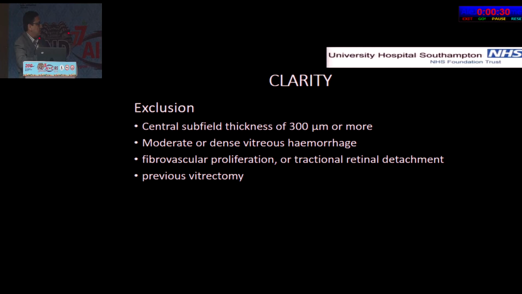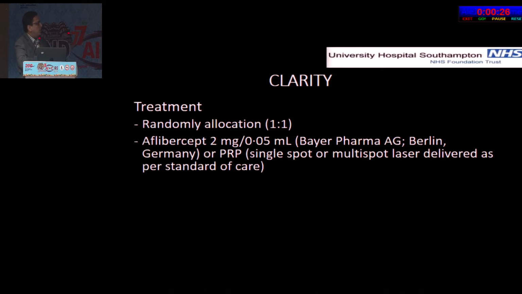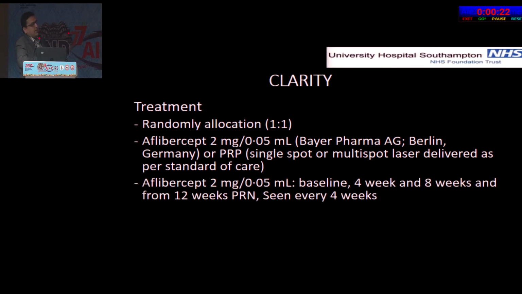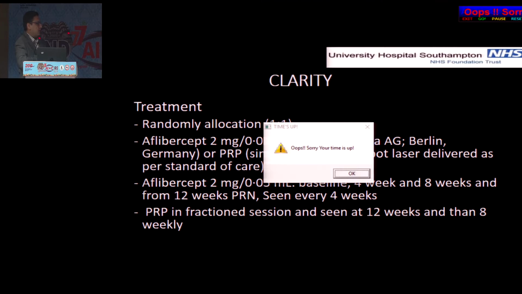Again, the inclusions are pretty standard. Treatment: they were randomized 1:1, anti-VEGF versus laser. The anti-VEGF was baseline, 4 and 8 weeks, 3 injections, and then from 12 weeks, if the disease was active, they were given more. I'll be very quick for the interest of time. And then they had lasers. They were given lasers in generally 2 sessions, and from 12 weeks onwards, if needed, they were followed 8 weekly rather than the 4 weekly in the aflibercept group.